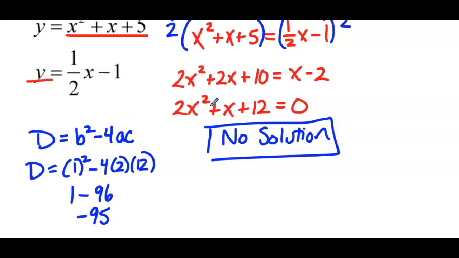Okay? If you had tried to do it with the grouping method, you would have done 2 times 12, which is 24, and trying to think of a factor pair of 24 that adds to positive 1 would have left us stumped and confused. So either way, you would wind up with the discriminant, hopefully. Okay, so we've seen an example that had 2 points of intersection. We saw an example that had 1 point of intersection. And now we've seen an example where there's no solution, or no points of intersection.